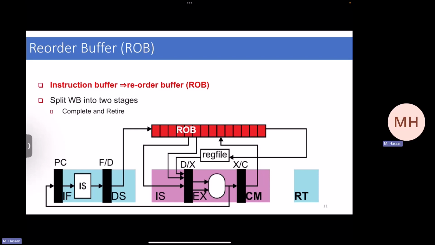For the complete, all the results are written to the reorder buffer out of order. And I also broadcast, or bypass, for example in Tomasulo, sending the results to all the other instructions, allowing them to execute out of order.